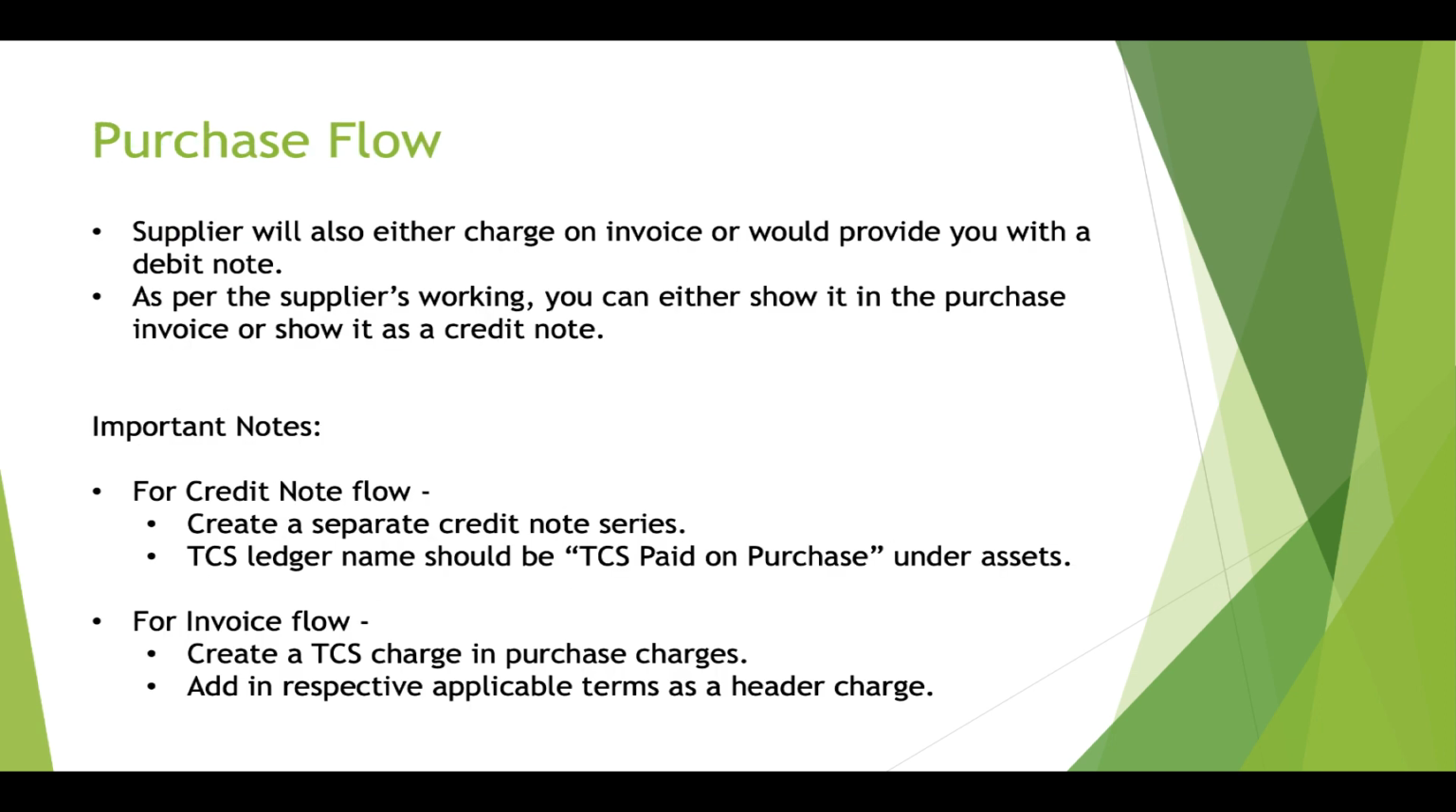Similar to the S&D flow, suppliers also have two options. They might charge you on the invoice, or they might give you a separate debit note. As per the supplier's working, you can either show it in the purchase invoice or else you can create a debit note. So for credit note flow, you need to create a separate credit note series similar to what I created for debit notes. TCS ledger name should be TCS paid on purchase under assets. In case of sales, we created TCS collected on receipt under liability.